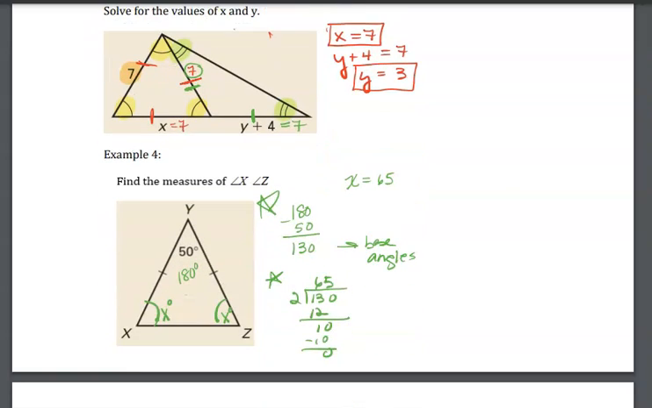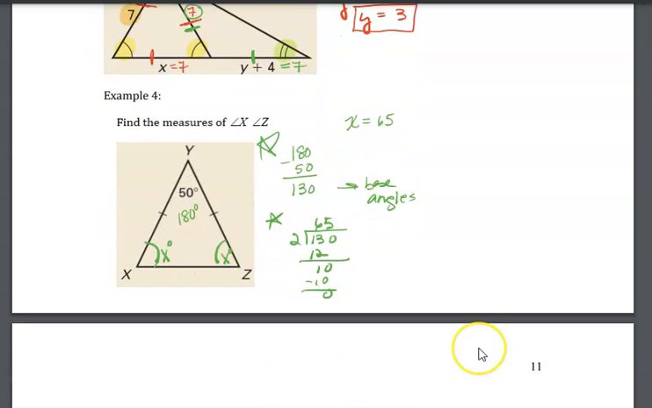Okay, let's go on to example 4. Okay, so example 4 is a good one because they give us the vertex angle, and they have us find the base angles. So when they gave us the 50-degree vertex angle, I know there's 180 degrees inside. So that means I have 130 degrees in my base angles. Well, I have 2 base angles. So therefore, I have to divide the 130 degrees by 2. And when I do that, I get 65 degrees in each one.